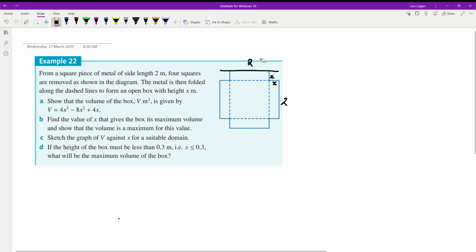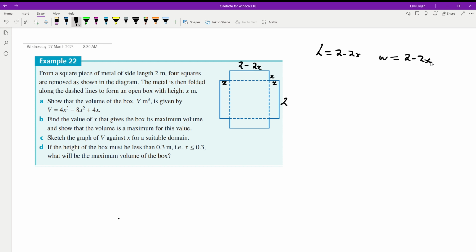That means the actual side length here is actually 2 minus 2x, because you have an x here and x here that's been taken away, so you have 2x, okay? So that means the length is 2 minus 2x, and the width is also 2 minus 2x, okay? Because it's a square. And the height is just x. So if we want to find the volume, volume is length times width times height. So volume is going to be 2 minus 2x multiplied by 2 minus 2x times by x.